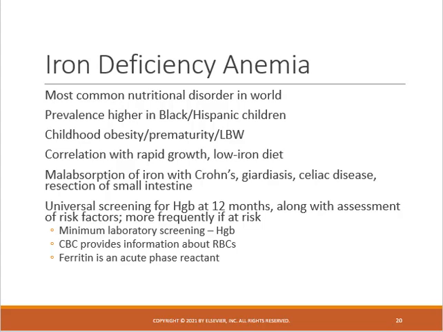There's universal screenings for hemoglobin at 12 months, and more often if there are risks seen. A minimum lab screening would be hemoglobin. A CBC provides information about all the cell lines. And with ferritin, they mention here that it can be an acute phase reactant, and it can be a variable lab, and it can be increased or decreased based on the response to a stressor, such as fever or inflammation.